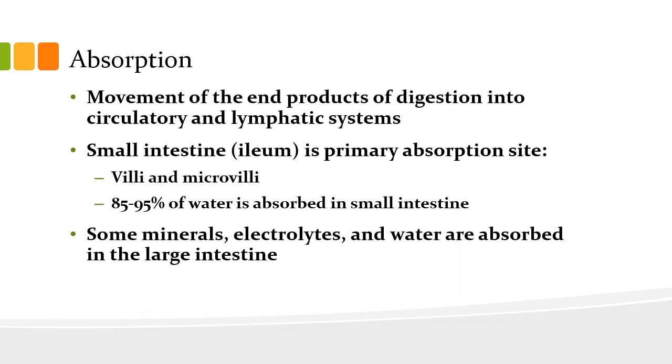And then absorption is the movement of the end products of digestion into the circulatory and lymphatic systems. And our small intestine, or the ileum, is the primary absorption site. Small finger-like projections on the wall of the intestine, called villi, and then even smaller ones, microvilli, help move the food along in its components and help absorb. 85 to 90% of water is absorbed in the small intestine. Some minerals, electrolytes, and water are absorbed in the large intestine.